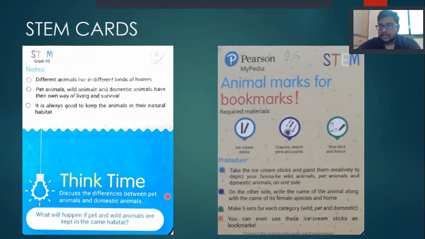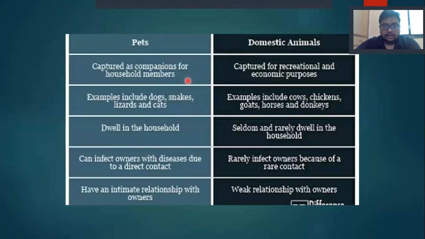Like let's say a cow. Cow is a domestic animal. So by selling milk of cow, we can get money. Okay. So those are domestic animals, and the animals which we keep in our house, those are called pets. Okay. So pets are captive companions for us mostly, and domestic animals are used for economic purposes like money.